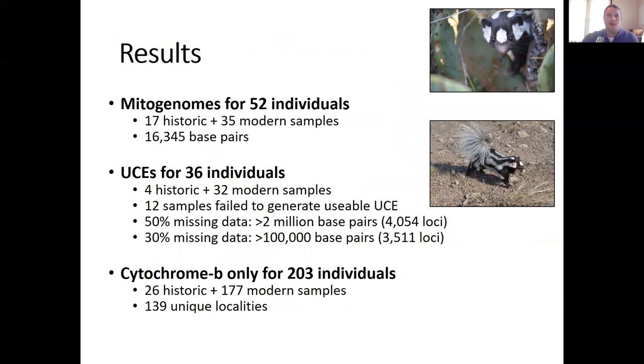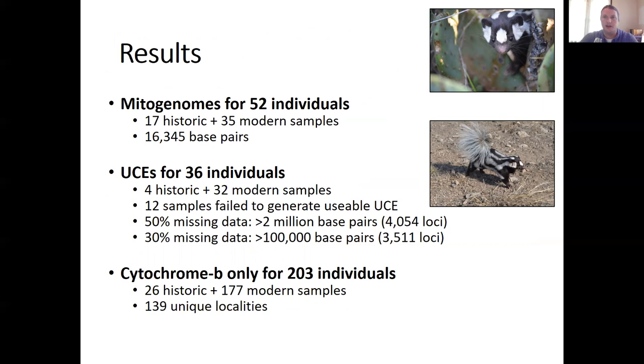So the results for this study, we ended up with mitogenomes for 52 individuals composed of 17 historic and 35 modern samples. This represented more than 16,000 base pairs for those individuals. Now for UCEs, which is a little harder to get for the nuclear data, especially from the historical specimens, we ended up with 36 individuals, 4 historic and 32 modern.